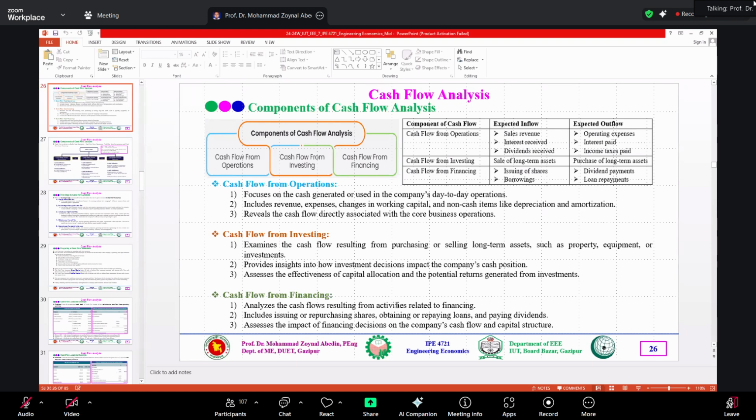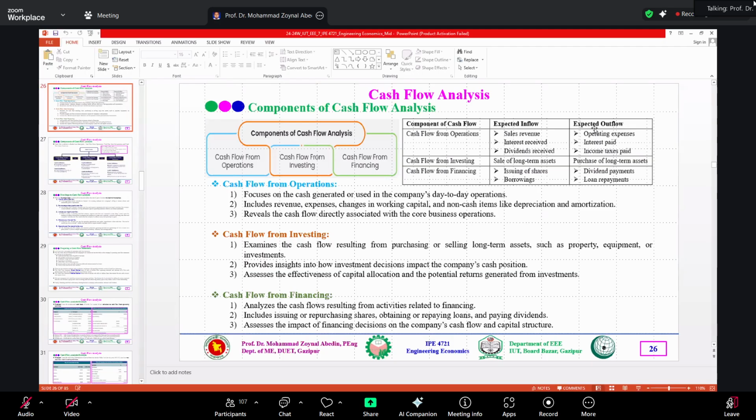Long term assets like machinery, land, equipment, furniture, these are long term assets. This is only for investment, very important. But operating, we have to understand these 6 terms: sales revenue, interest received, dividend receipt. The money will come to your pocket.